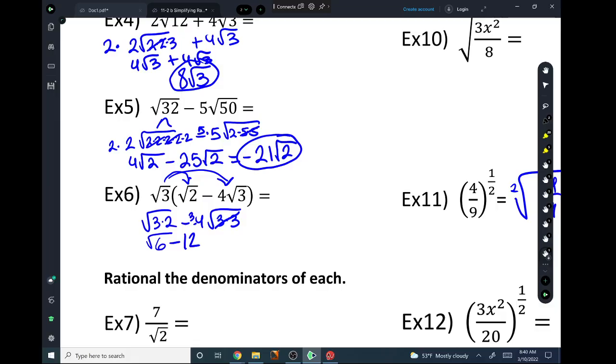How do I add those together? What's root 6 minus 12? You're done. You can't add root 6s to whole numbers. They're not the same fruit. So root 6 minus 12. Is that easy? Yeah. All right. Pencil down for a minute, please.